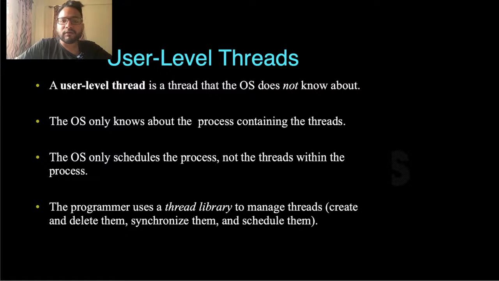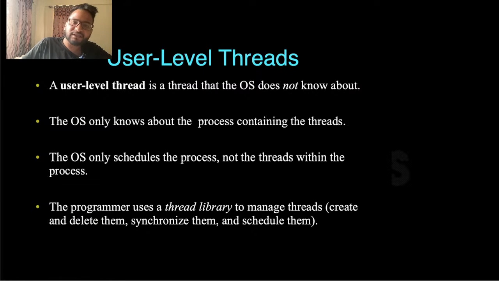Okay, so a user level thread is a thread that the OS does not know about. That's a very important point: the OS does not know about these threads, but they are fast. The OS only knows about the process containing these threads. So only one process the OS knows. The OS only schedules the process, not the threads within the process. All these points are very nice. They may ask that in the MSQ.